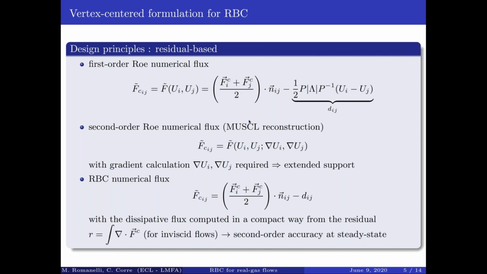With RBC, you have basically the same form of numerical flux. So you have this centered part for the convective flux and the dissipation, which is also a matrix dissipation. But the key point is that it no longer uses this difference of states. It uses the residual, and the residual vanishing at steady state, to build the dissipation.